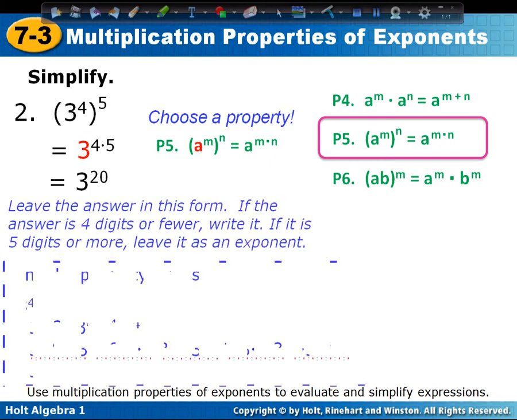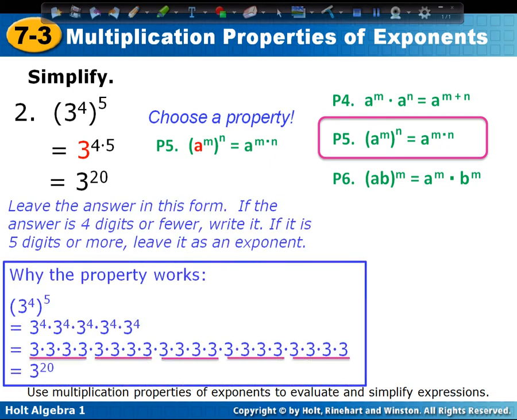It says leave the answer in this form. If the answer is 4 digits or fewer, then write it. If it is 5 digits or more, leave it as an exponent. You don't have to write what's in blue there.